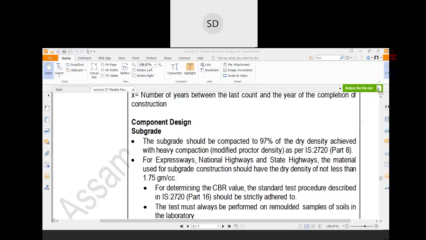Now, for expressway, national highway and state highway, the material used for the subgrade should be of dry density not less than 1.75 gram per cc. So after the compaction, and after each and every step, you have to collect the material from separate portions, and find out the dry density of that material, and that dry density should not be less than 1.75 gram per cc.